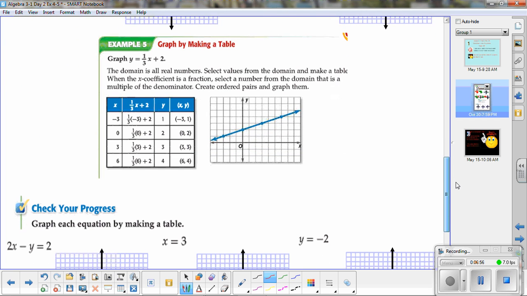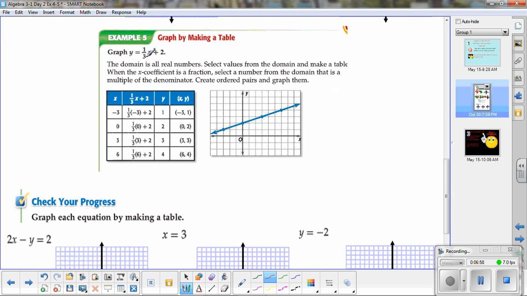Now our last type is to graph by making a table. It says graph y equals 1/3 x plus 2. Well, we're going to make a table of values. We're going to choose some different numbers for x, plug them in, and see what y is. But since we have a fraction in front of the variable, we're going to want to choose values of x that will make this work out to be nice for graphing. So we choose numbers that 3 will divide into. So if you look at the example, they use -3, 0, 3, and 6.